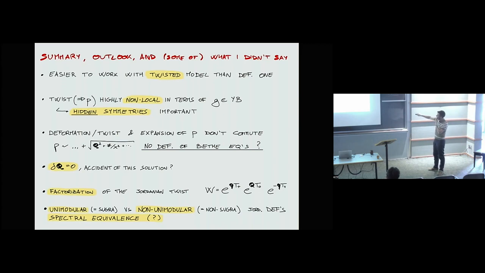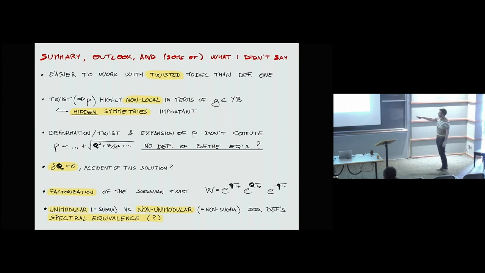Now, let me focus on a couple of comments for these Jordanian deformations. I mentioned this absence of quantum corrections for this charge capital Q that appears in the twist of the Jordanian case. It would be very interesting to understand whether this is just an accident of the particular BMN solution that we are considering, or whether this is true more in general. In that case, it would be interesting and useful.